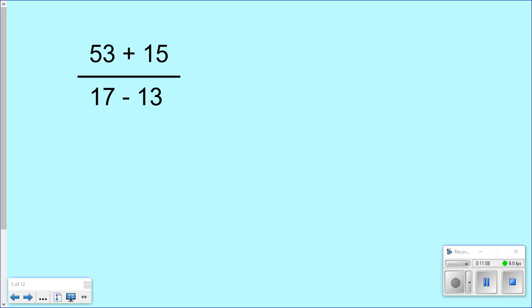So let's see, this one is going to be 68 if I add it together. What's this going to be? 4. Now can I do my division? Yep. So this is technically the only time Please Excuse My Dear Aunt Sally would come in a different order: when you have that division bar and two things up on top that you need to solve first, or on bottom that you need to solve first.